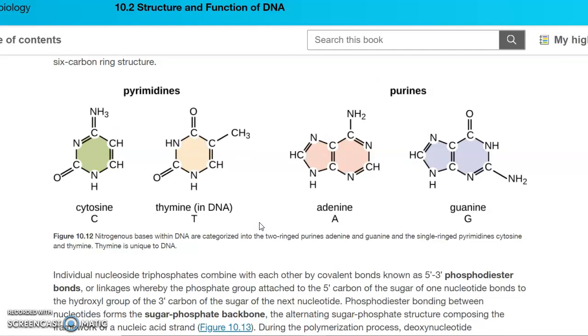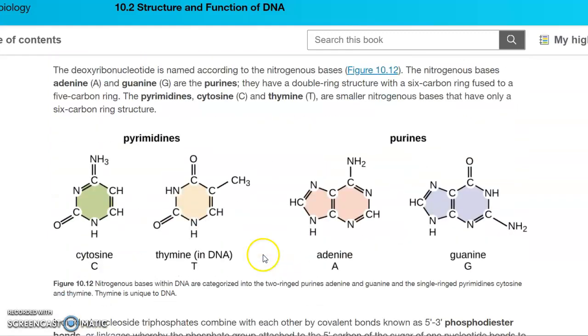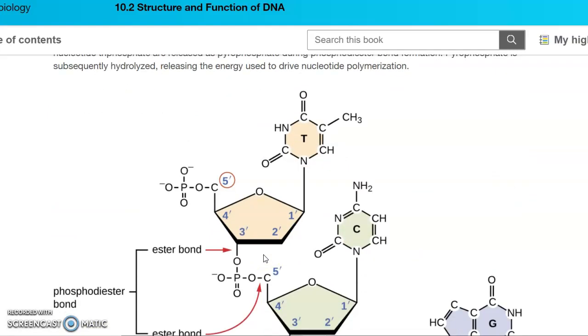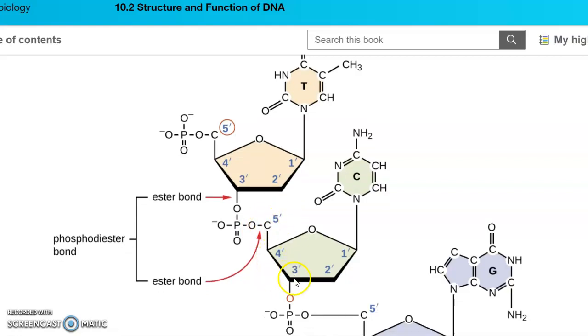Now, this up here with our sugar and our phosphate forms what we call the sugar phosphate backbone. And then the bases are going to kind of stick out in the middle of the structure, okay? So here's what we've got. Here's our sugar, here's our phosphate group, and our phosphate group is going to be attached to this carbon, what we call the 5' carbon, on each linkage.